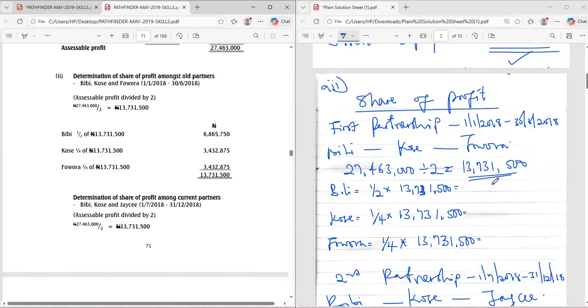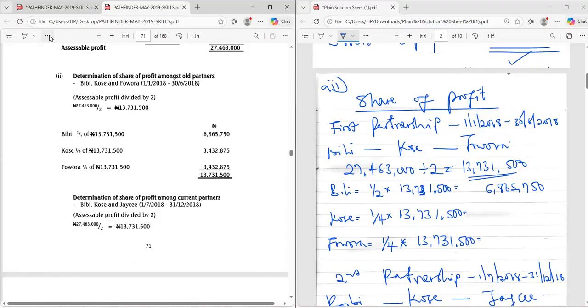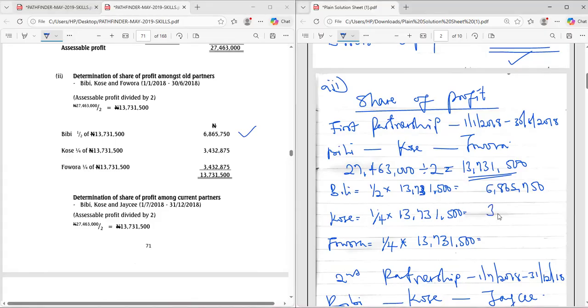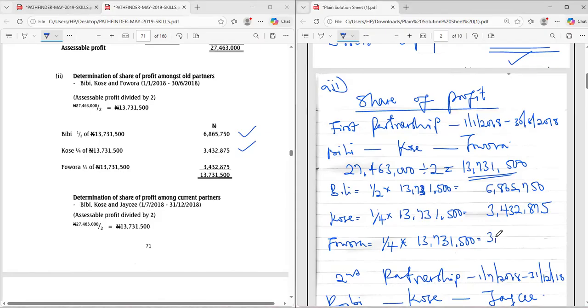6 million, 865,750. Okay, checked. Correct. Next. 3 million, 432,875. Correct. Checked. The same thing. If you add all those figures together, you get your 13 million.